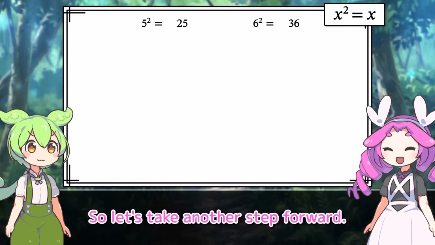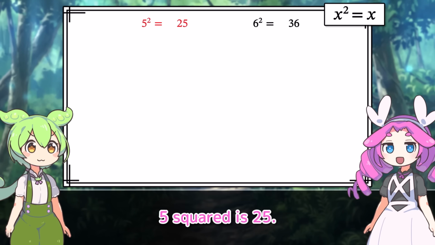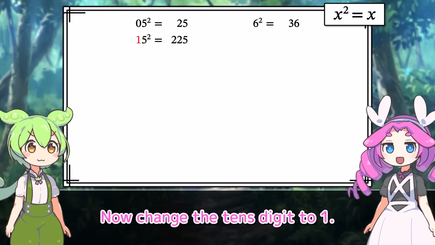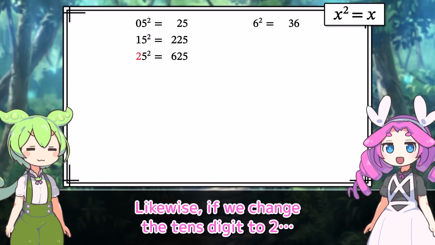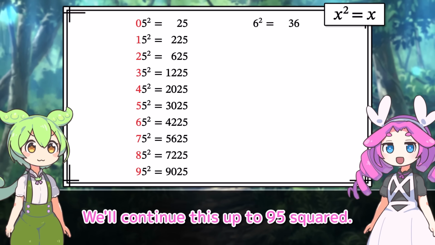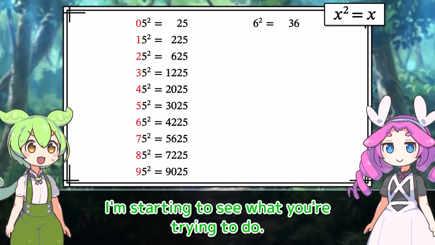So let's take another step forward. What are you thinking? 5 squared is 25. Here, note that the tens digit is 0. Now change the tens digit to 1. Then 15 squared is 225. Likewise, if we change the tens digit to 2, 25 squared is 625. We'll continue this up to 95 squared. Wait a minute. I'm starting to see what you're trying to do.